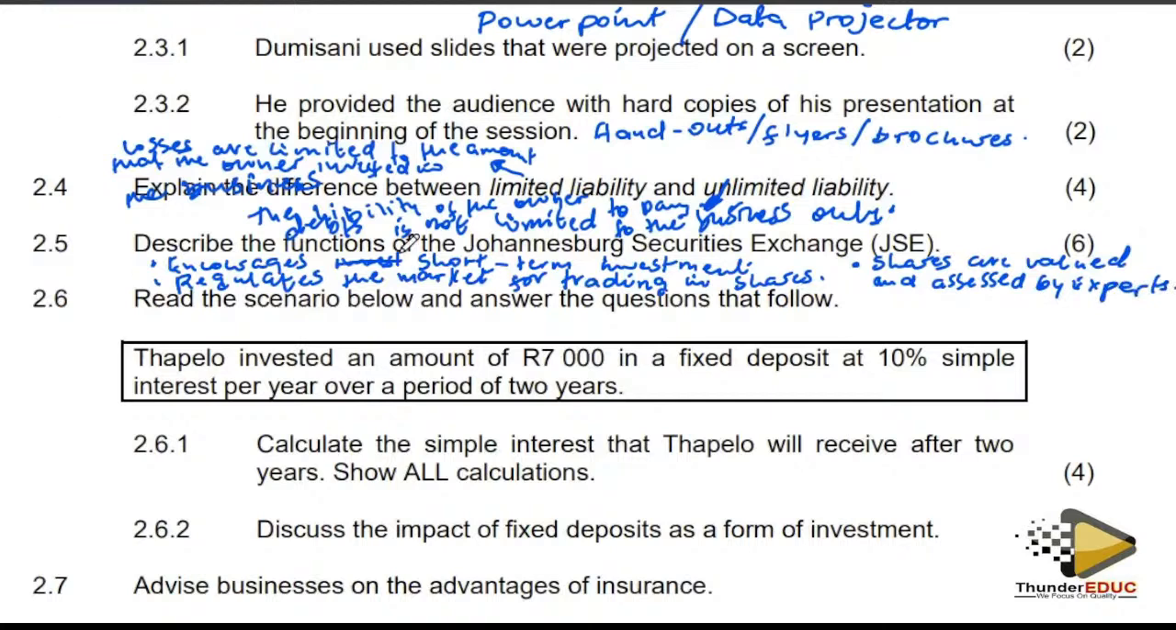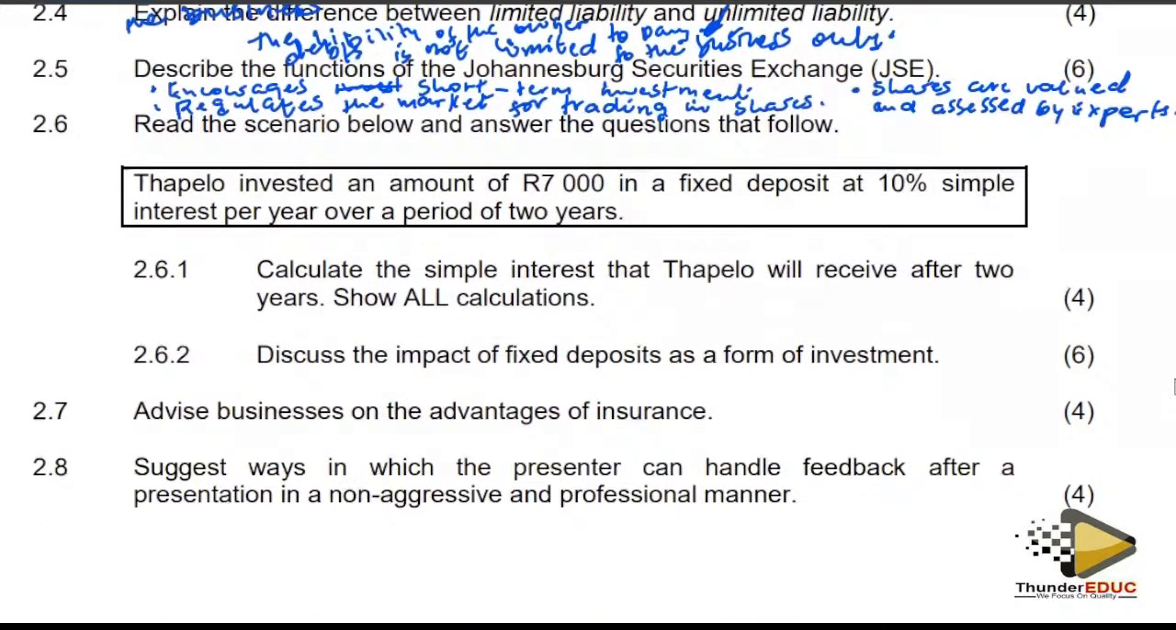Okay, grade 12. Now we are done with 2.5. Let's move on to 2.6. 2.6 reads as follows. Capello invested an amount of 7,000 in a fixed deposit at 10% simple interest per year over a period of 3 years. So now the expectation is to calculate the simple interest that Capello will receive after 2 years. You must also make sure that you show all your calculations.